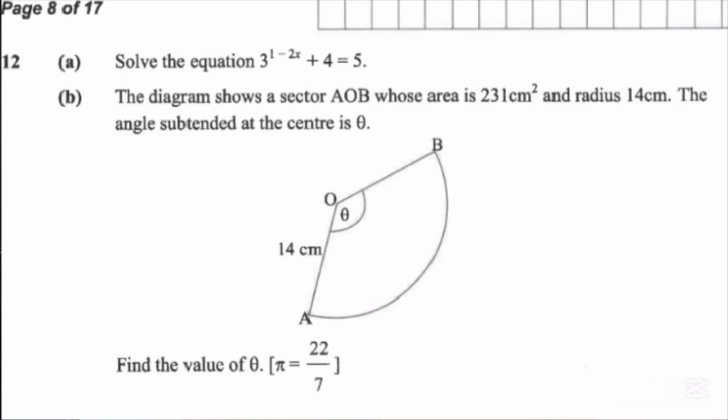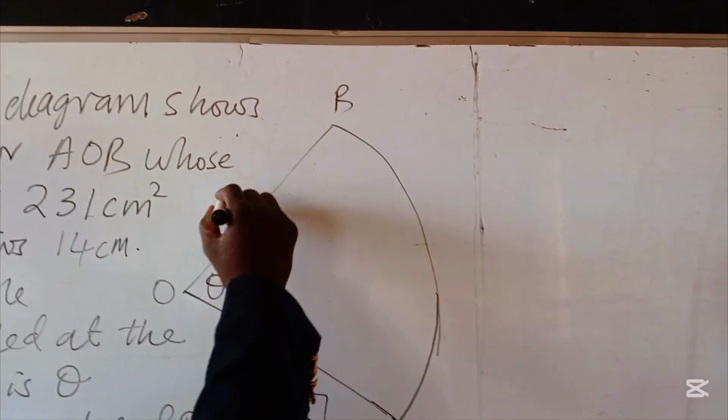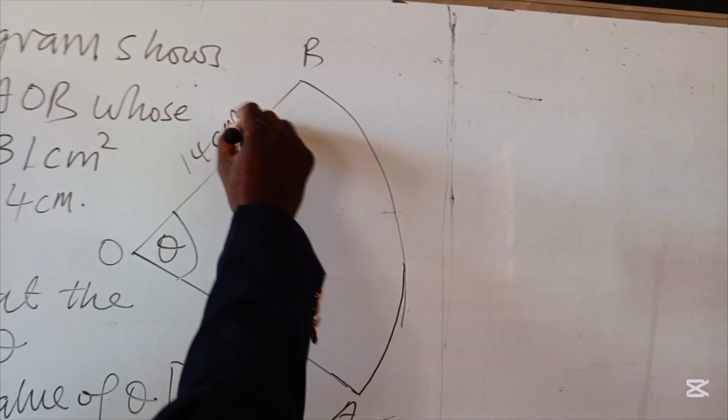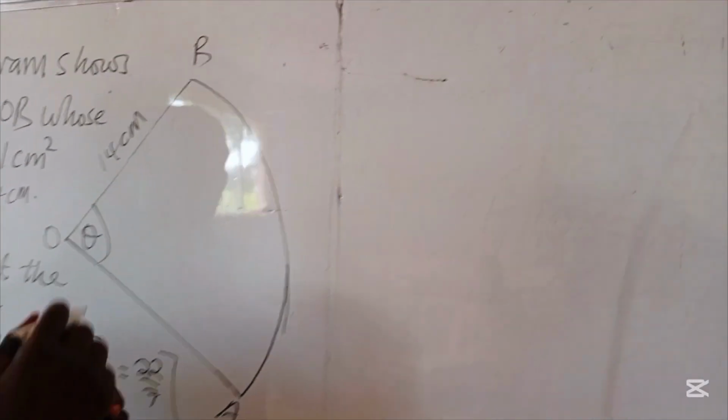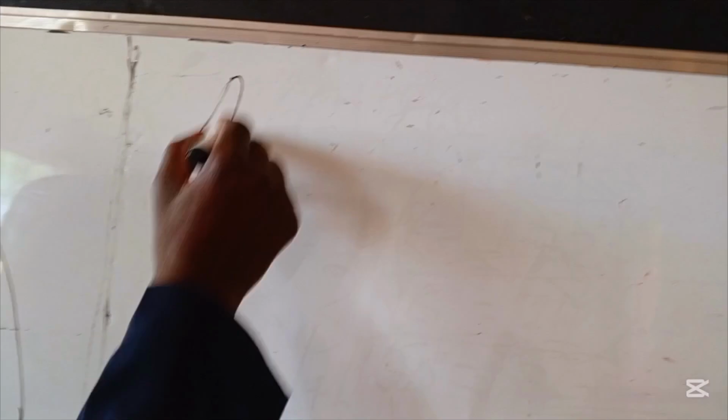We are told the diagram shows a sector AOB whose area is 231 centimeters squared and radius 14 centimeters. So the radius is 14 centimeters. Now how do we answer this question? To answer this question, number one, we have to state the area of the sector.